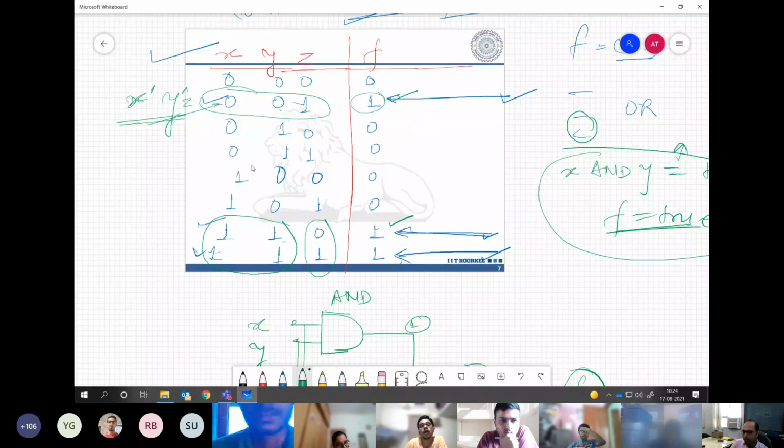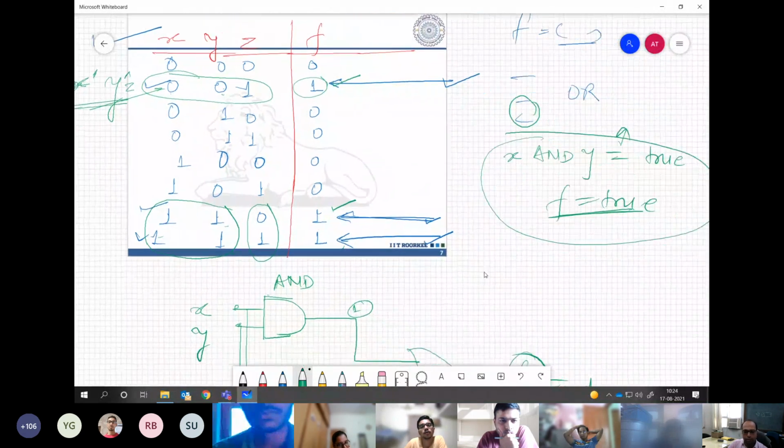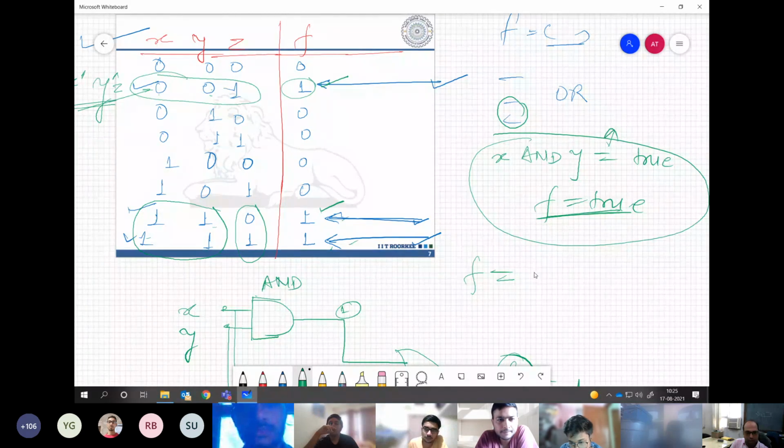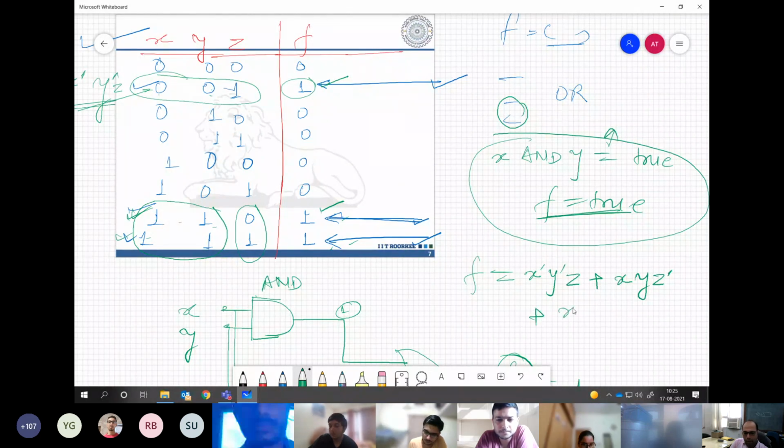So if you are trying to write the function, what the function actually is, you can write these three terms as a sum. So x prime y prime z, plus the second condition where it is true, x y z prime, and the third condition where it is true, x y z.